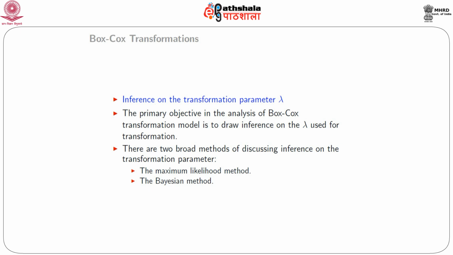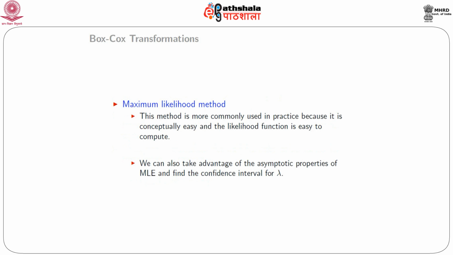There are basically two broad methods of discussing inference on the transformation parameter lambda. The first is the maximum likelihood method, which is the most commonly used method for estimating lambda or any other parameter involved in the model, and the second is the Bayesian method. In this module, we will only restrict ourselves to the discussion of the maximum likelihood method of estimation of parameter lambda and the regression parameters involved in the model.